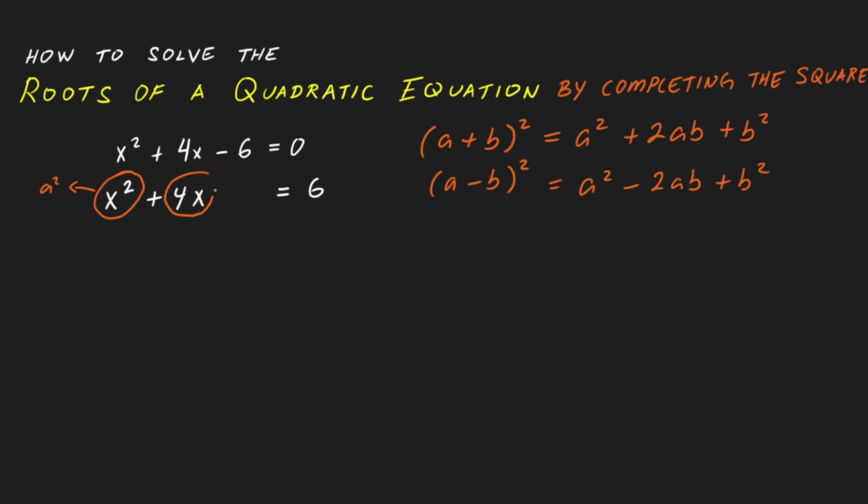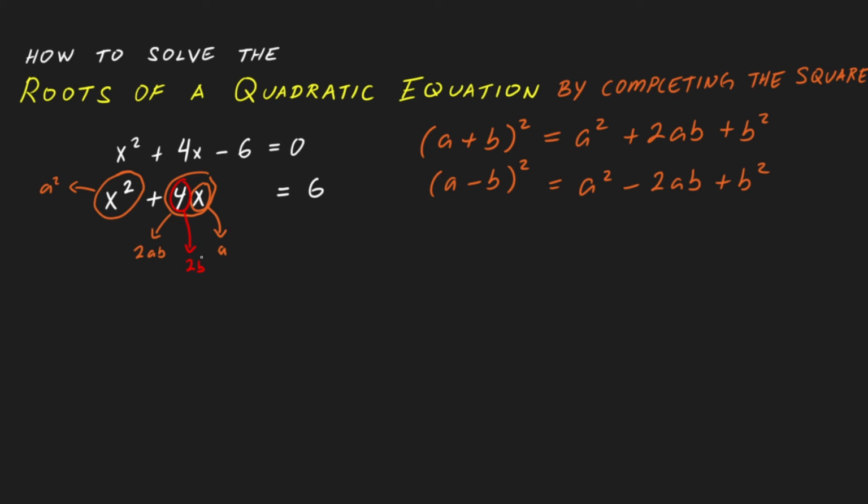And the 4x, this has to be 2ab right there. So I'm going to put here 2ab. So if x squared is a squared, then this x right here all by itself must be equal to a. Okay? So I'm going to use another color for this. And then if we know this, then this 4 has to be equal to 2b.